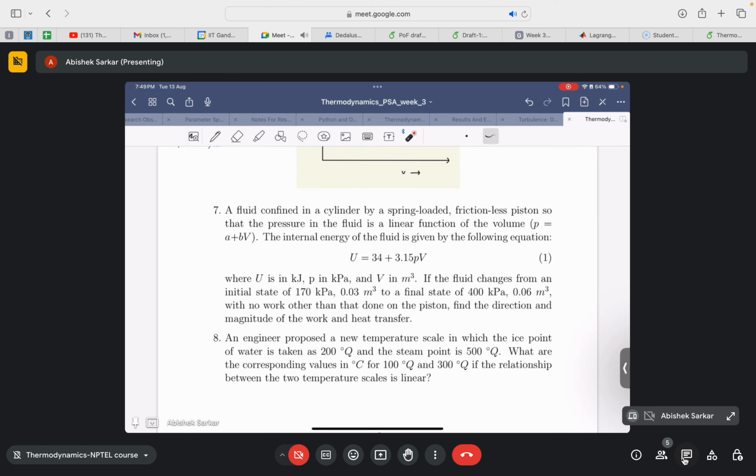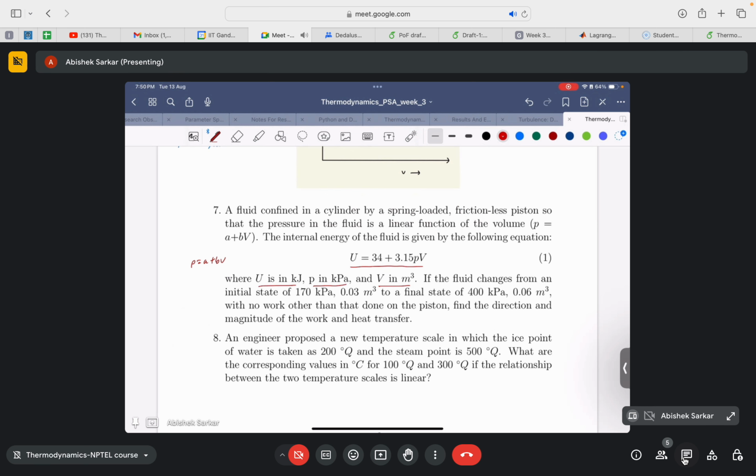A fluid is confined in a cylinder by a spring-loaded frictionless piston, so that the pressure in the fluid is a linear function of the volume. P is equal to A plus BV. And the internal energy of the fluid is given by the following equation: U is equal to 34 plus 3.15 PV, where U is in kilojoules. Check the units always. U is in kilojoules, P is in kilopascal, and V is in meter cube.